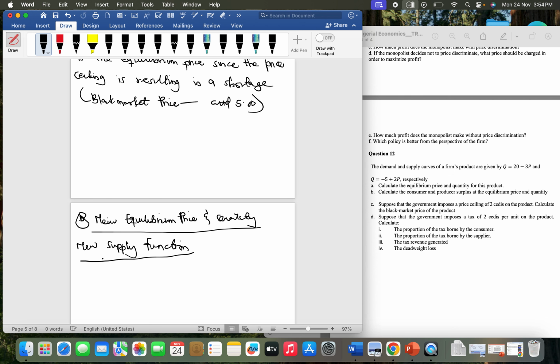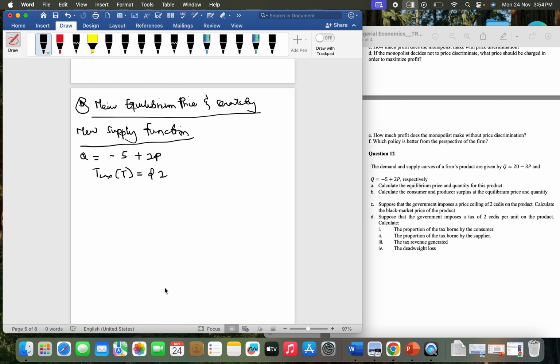With the new supply function, I'll pick the old supply function, which is Q equals minus 5 plus 2P. Now, we've been given a tax. Tax is represented by T. Tax is 2 cedis. Always, tax we subtract, subsidy we add. Another name for tax is VAT, value added tax. Subsidy is the same as tax holiday, tax cut, and tax relief.